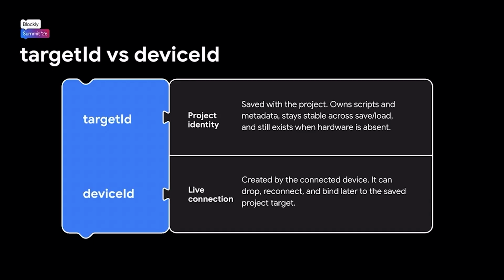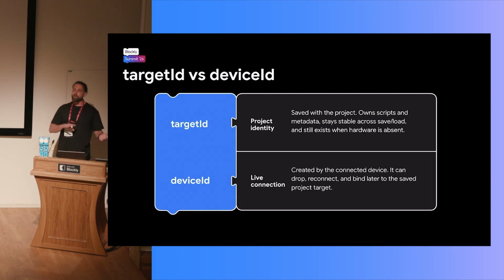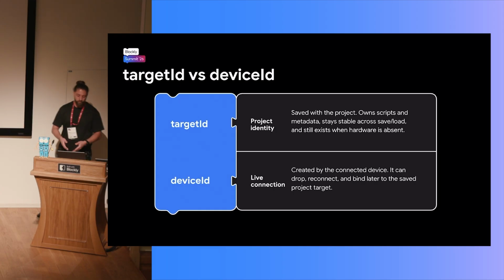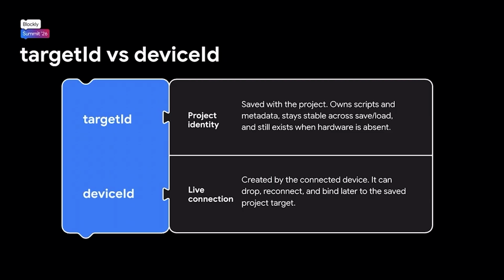Right, so another split is that between the saved project identity and the live hardware connection. The target ID is the saved project identity. It says, or it can say, this project has a Marty or this project has a Cog. It needs to remain stable across save and load, and it needs to remain meaningful even when no hardware is connected. Now, on the other hand, the device ID is the live hardware connection identity.